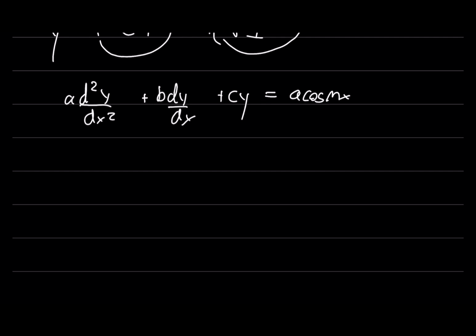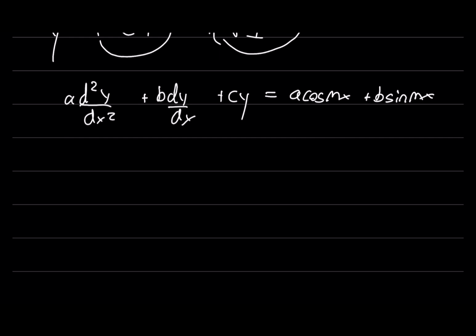So for example, if we had a times d squared y by dx squared plus b times dy by dx plus cy is equal to a cos mx plus b sine mx.